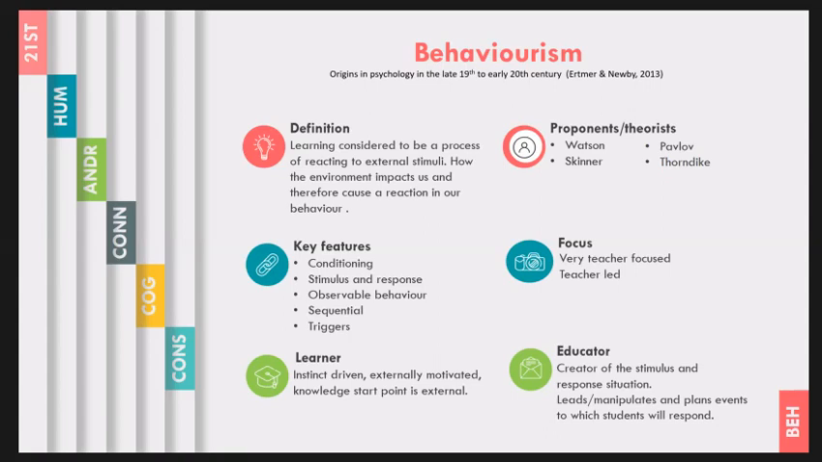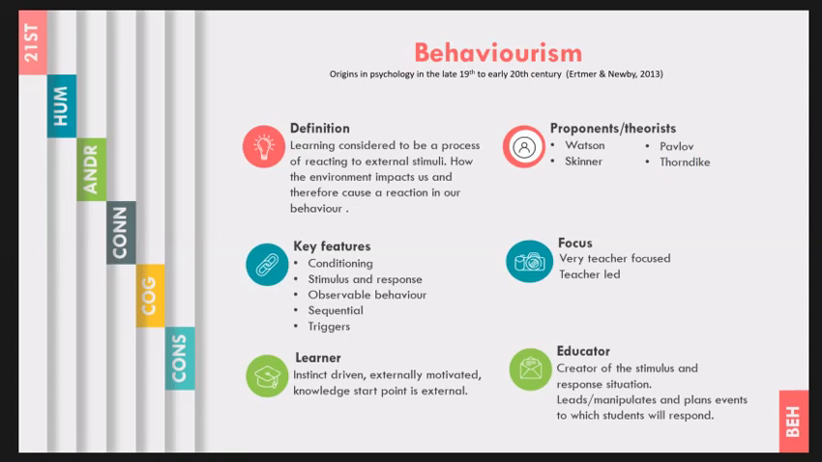So the key features of behaviorism is conditioning. So conditioning is if you actually do something to a child so often that they understand that is the expected behavior. So for example, if every time you put your hand up in the classroom, the teacher puts their hand up, every child knows she needs to be quiet or he needs to be quiet, you're conditioning that child to consider the hand up in the air as a way of a teacher saying that you need to be quiet.